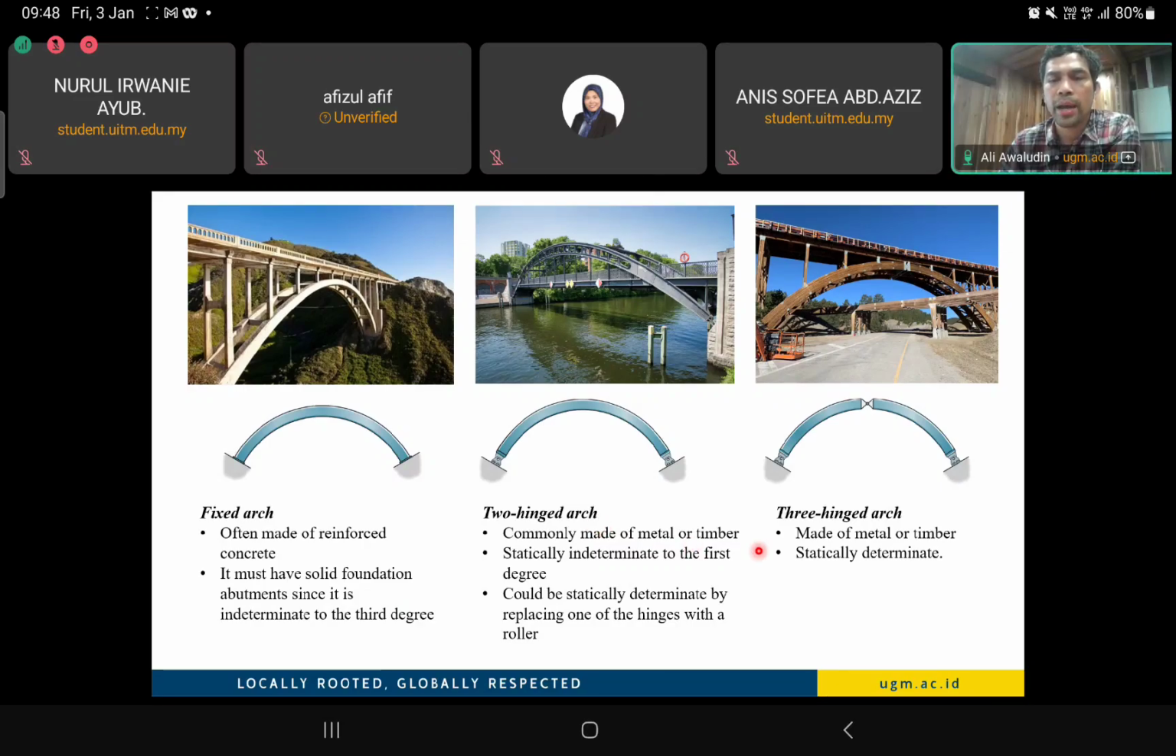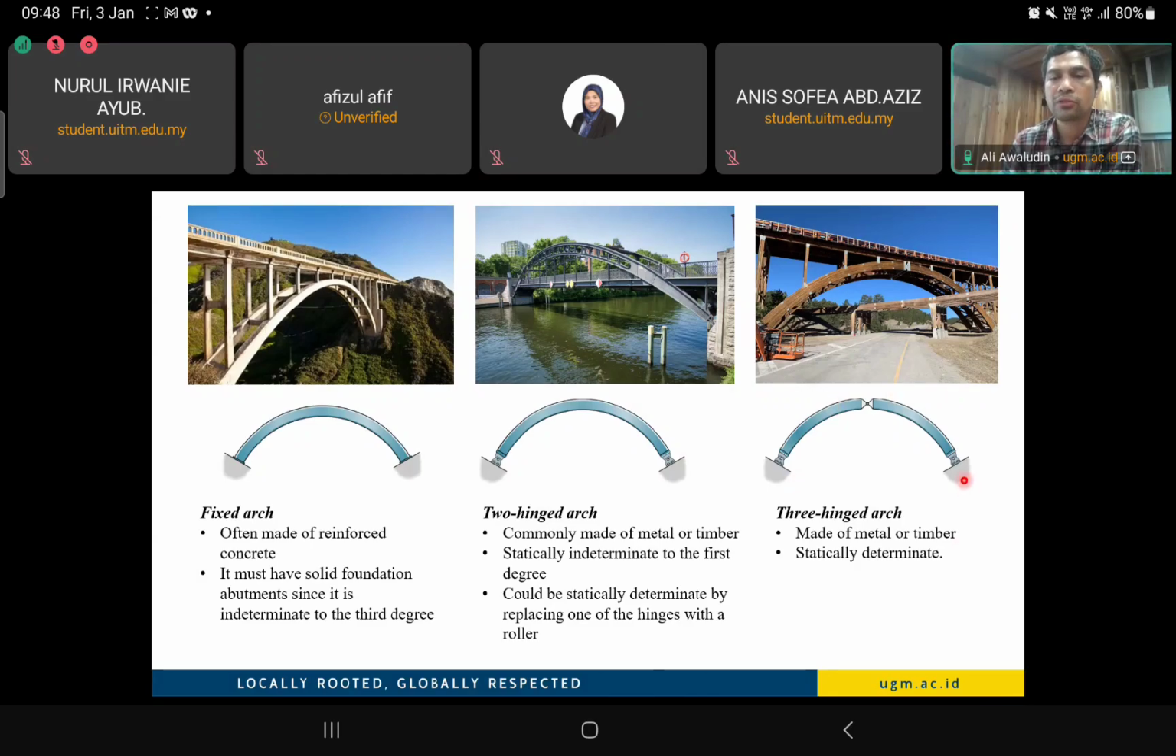But also here we have the 3 hinge arch. We have another hinge at the top, at the crown here. So this becomes statically determinate because you have one additional equation of equilibrium, which is that the moment at point C must be equal to 0. So you have 4 equations and 4 unknown reactions. So here on the right side, this is a statically determinate structure.